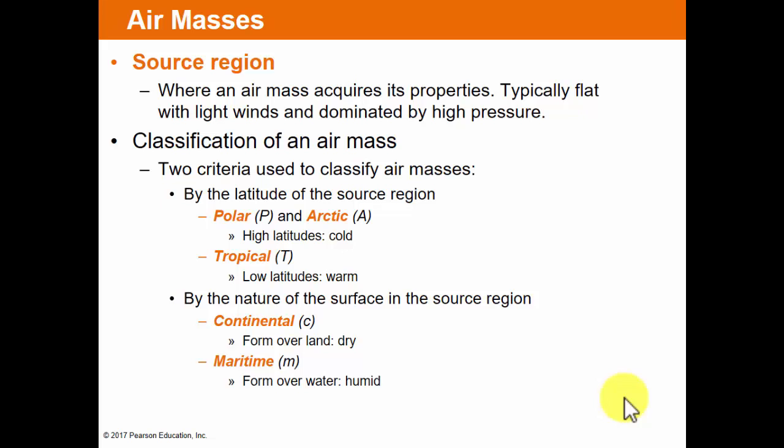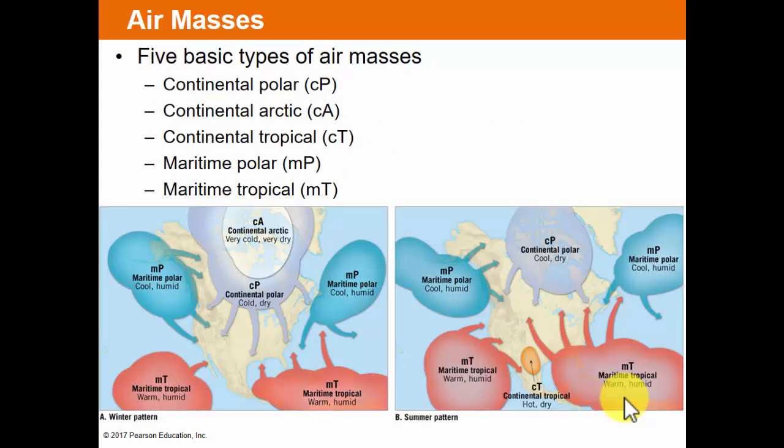Air masses are classified based on 2 criteria: temperature, whether cold, very cold, or warm, and moisture, dry or humid. Cold is going to be polar, very cold is going to be Arctic, and warm is going to be tropical. Continental, anything that forms over land, is going to be considered dry, and maritime is any air mass that forms over water, which results in a humid air mass. So here are your 5 basic types of air masses. Continental again refers to dry, and maritime refers to humid.